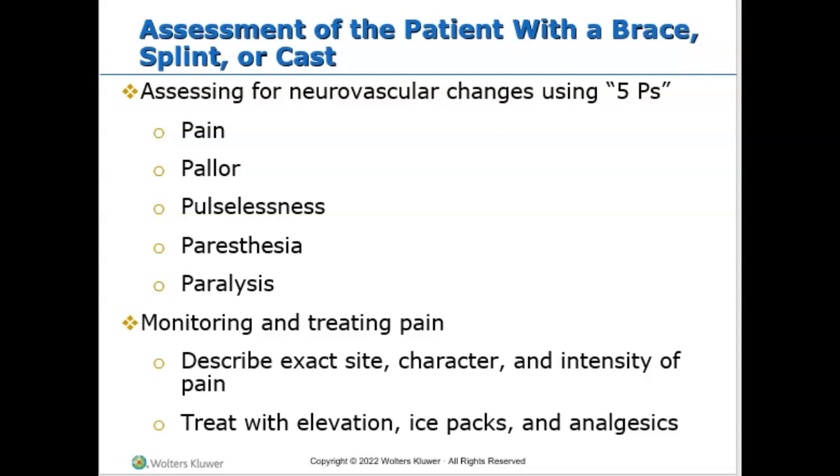It's neurovascular changes: pain, pallor, so is it pale? And you're going to compare it to the other extremity, especially if it's only on one side, because you want them to look the same or similar. Pulselessness, so you need to check the pulses distal and, what is the other word? Distal and above it and below the injury site. Paresthesia, just what it sounds like. It's pins and needles, basically, and paralysis. So those are the 5 Ps of your neurovascular assessments for your patients.